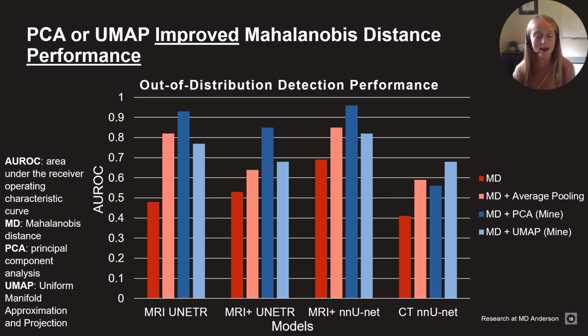Now getting into out-of-distribution detection performance as measured by the AUROC, what we are looking at here is just the Mahalanobis distance based on how the features were reduced, with dark red being on raw features, light red average pooling, dark blue principal component analysis, and light blue UMAP. We found that on the MRI datasets, principal component analysis best prepared the features for the calculation, and on the CT dataset, the UMAP dimensionality reduction technique performed the best.